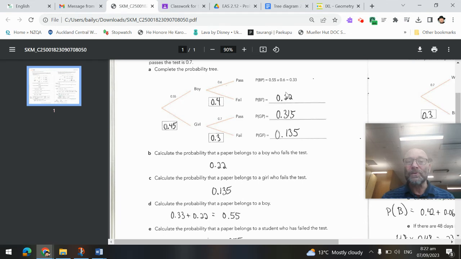Well, these 2 outcomes are a boy. If we add those together, we get 0.55, which is exactly the same number as here. So either recognizing that there is the probability of a boy or adding these 2 together, same thing.